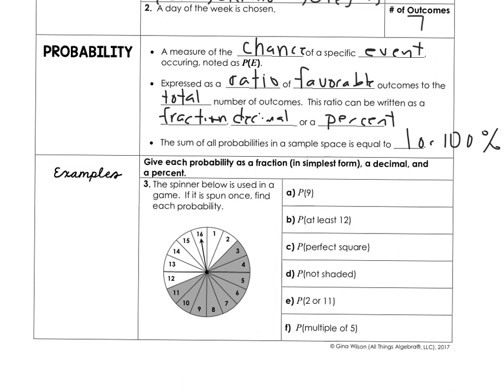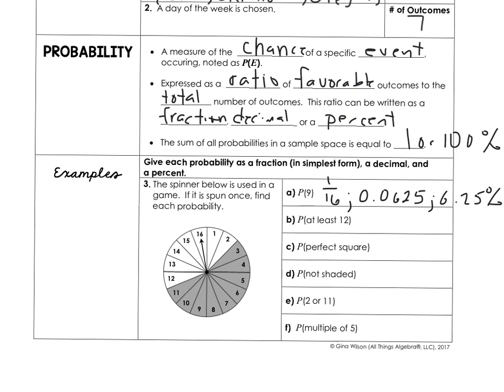So let's look at an example. We're going to give each probability as a fraction, decimal, and percent based on this spinner. So the spinner below is used in a game. If it is spun once, we're going to find each probability. So when we look, we see the numbers 1 through 16. So the probability of getting a 9 would be, there's 1 nine on the wheel out of 16 possible outcomes. That as a fraction would be 1/16, as a decimal 0.0625. And then that as a percent would be 6.25%.